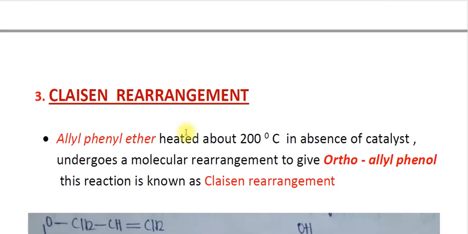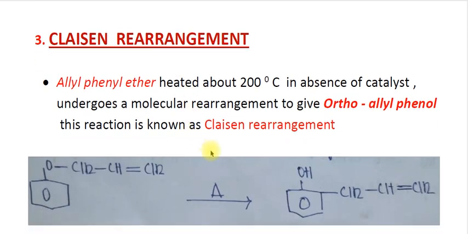Okay. The next chemical property is the Claisen rearrangement, which is very important, and it is a sure question in the exam. That is an easy question. What is a Claisen rearrangement? You just take an allyl phenyl ether. What is that? Allyl phenyl ether means this is an allyl group, CH2=CH-CH2, and this is a phenyl group. So the name will be allyl phenyl ether.